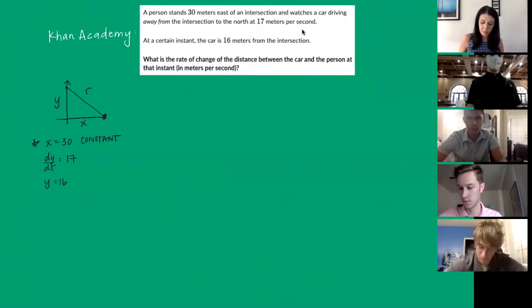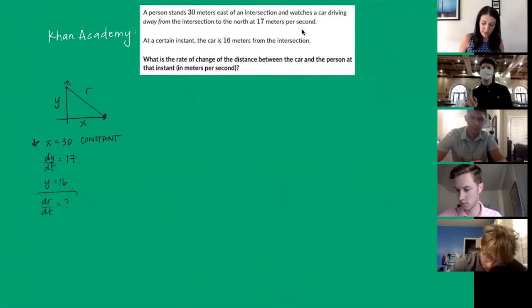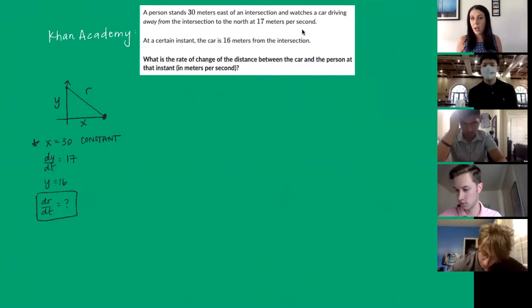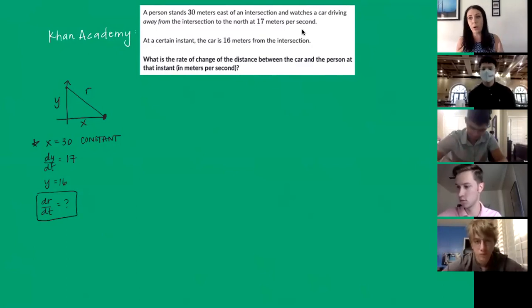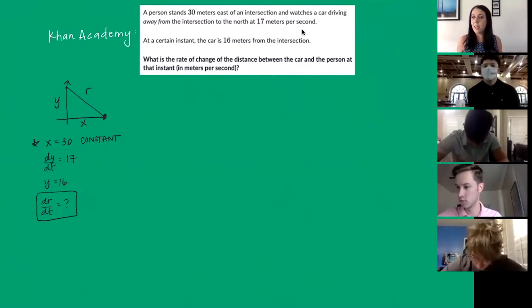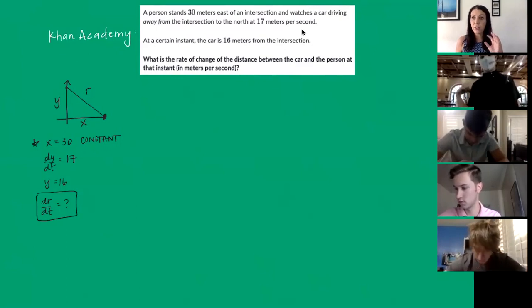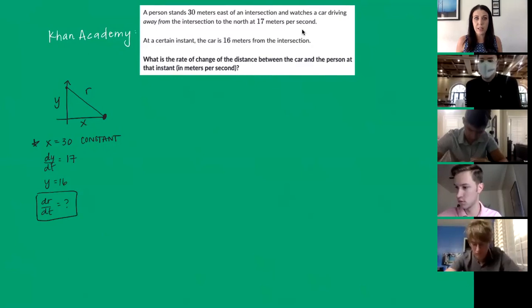dr over dt. Perfect. We're looking for dr over dt. So that's not information that we have, and we are looking for that dr over dt. We're looking for the rate of change. You could obviously label this with an east and a north and a d or something. It doesn't matter. I just think it's helpful to get in the practice of using Pythagorean triangles and x, y, and r, just so that everything is consistent.